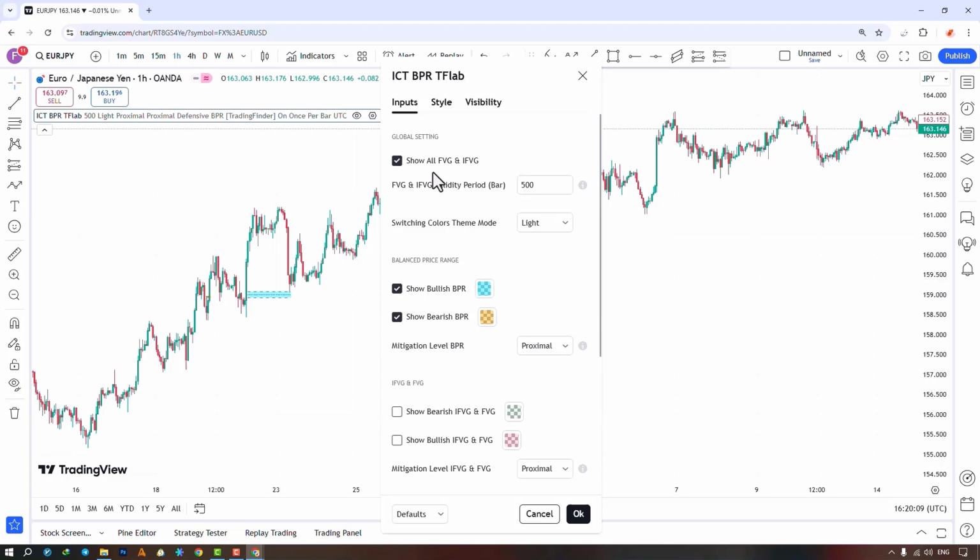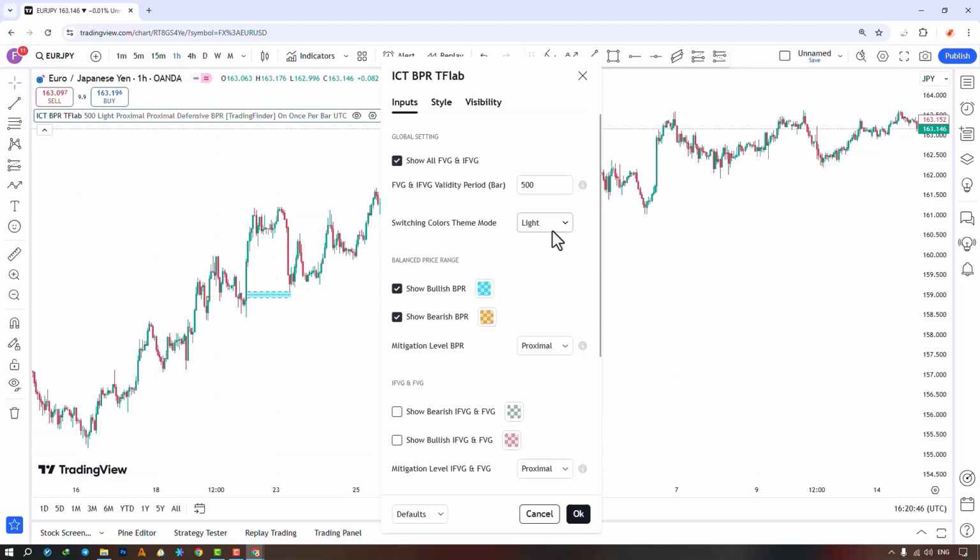In the next section, you can set the number of candles for the validity of the FVG and IFVG ranges, which is set to 500 candles by default. In the following section, you can adjust the theme mode, which can be set to off, light, or dark, with the default set to light.